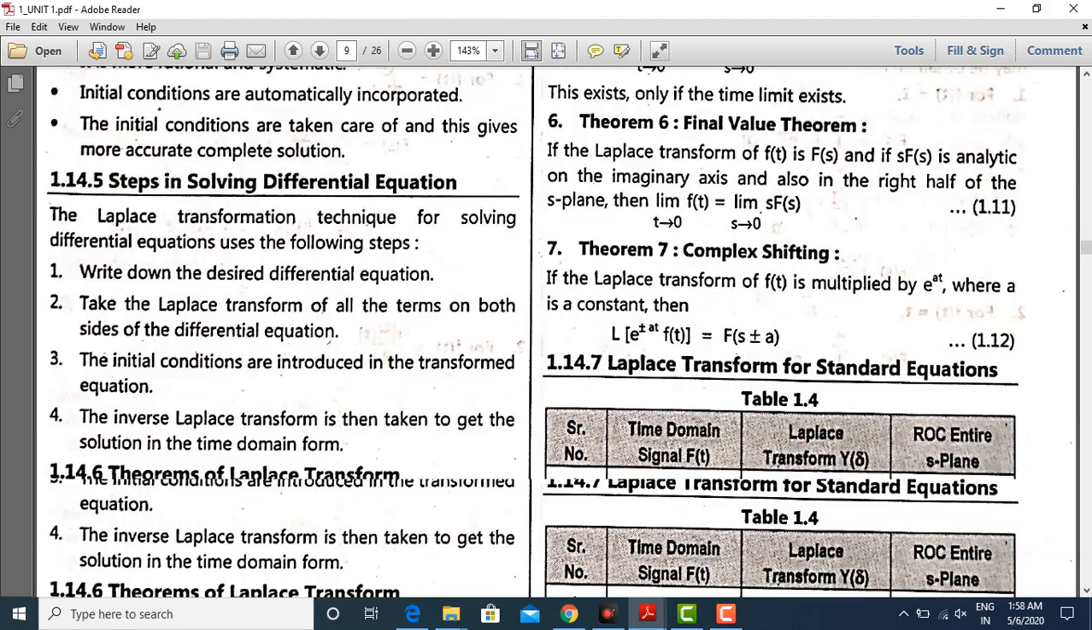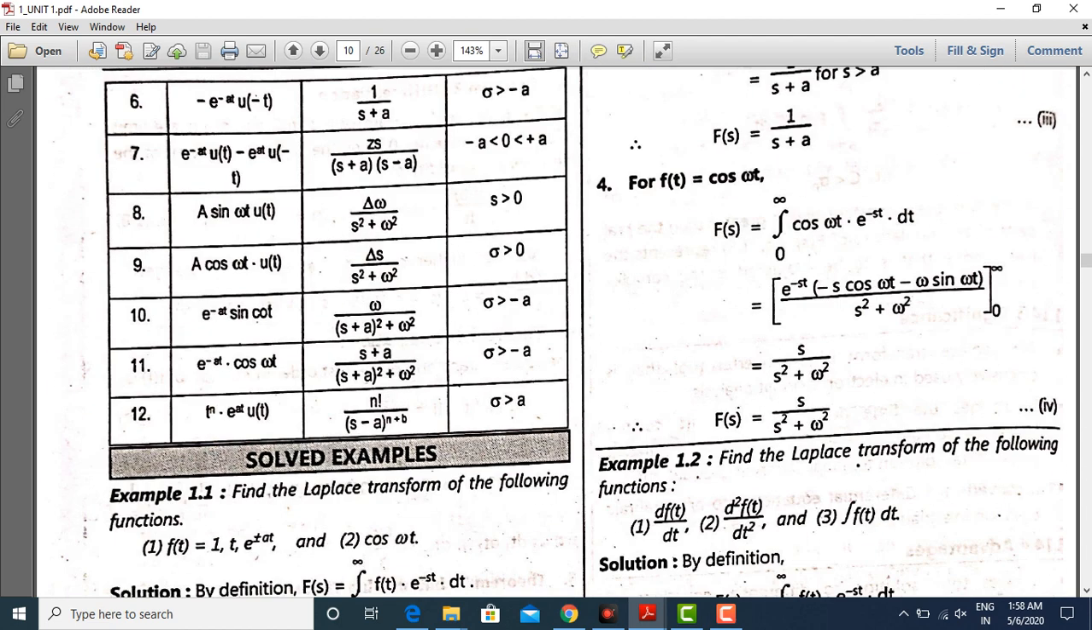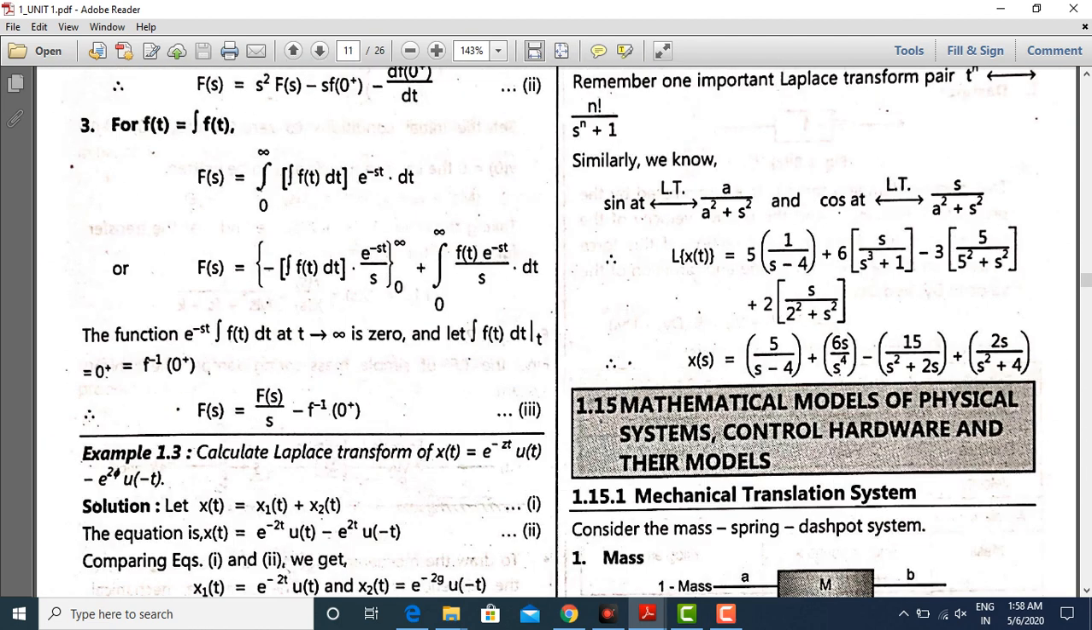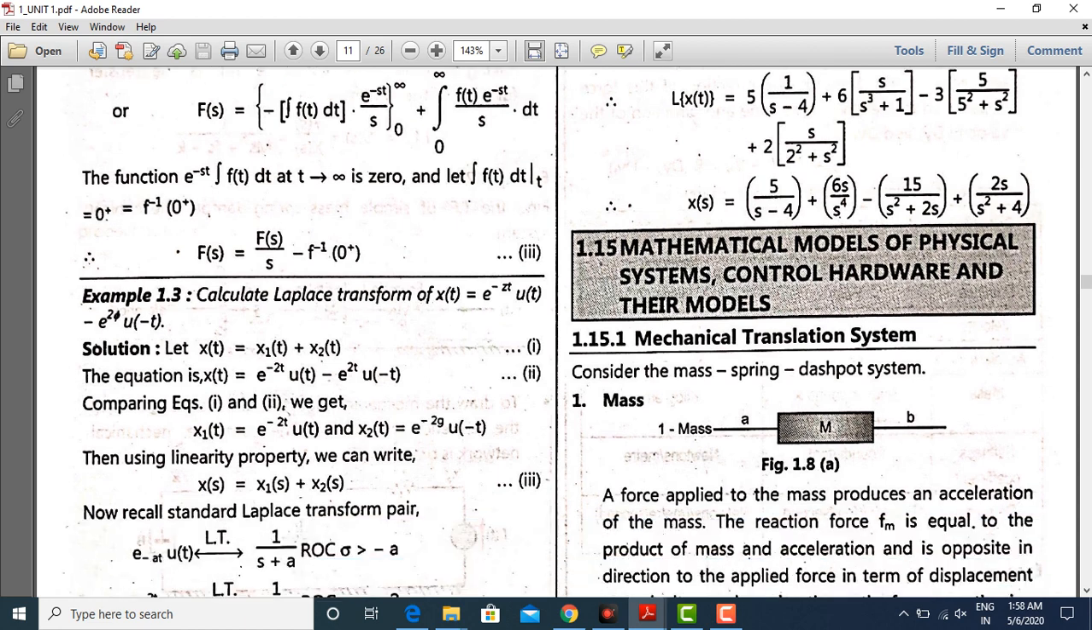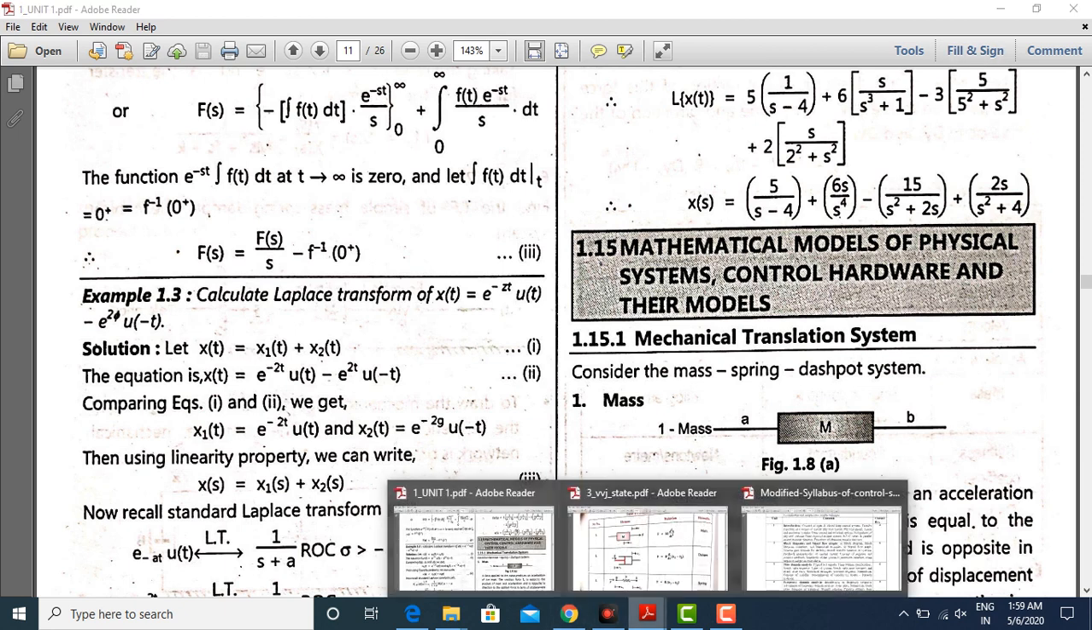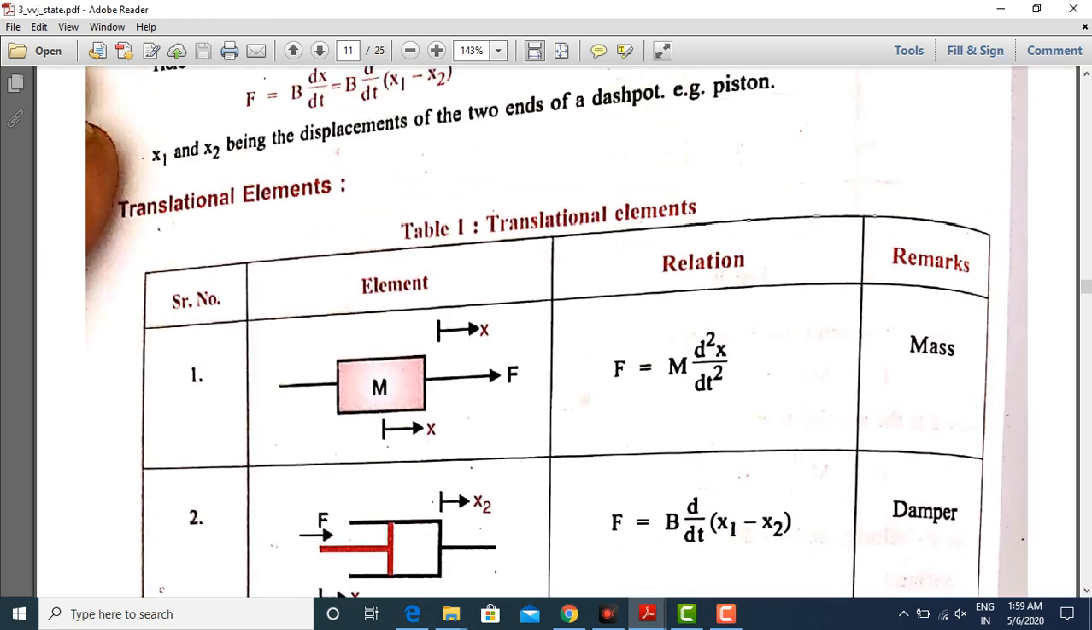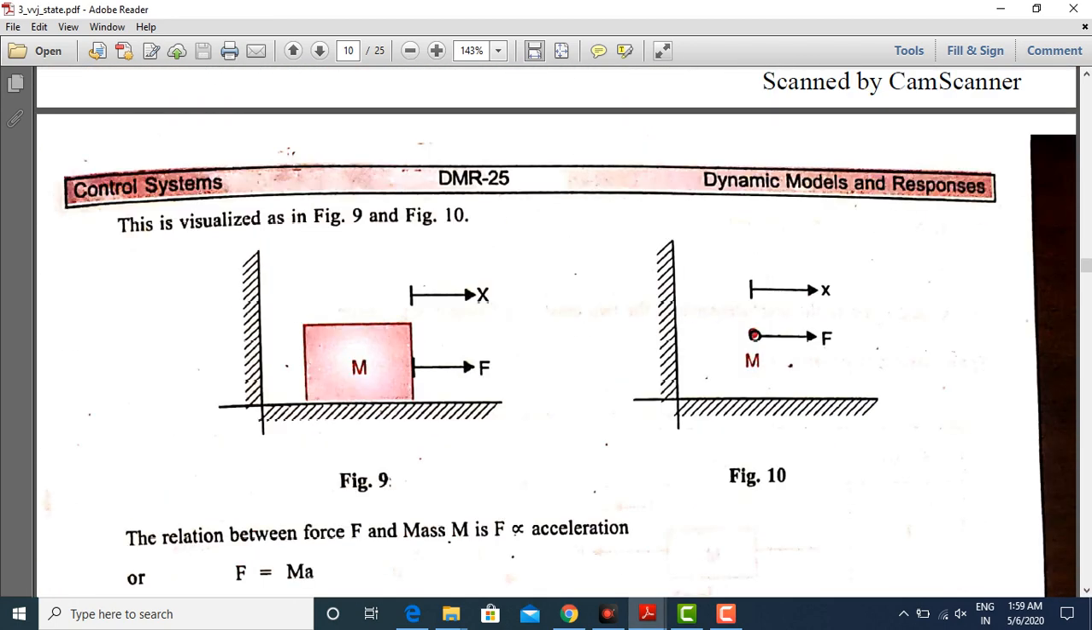Now our next point is mathematical models of physical system, control hardware and their models. We have already discussed this in class, so we'll take this from these notes which we have discussed already in the class.